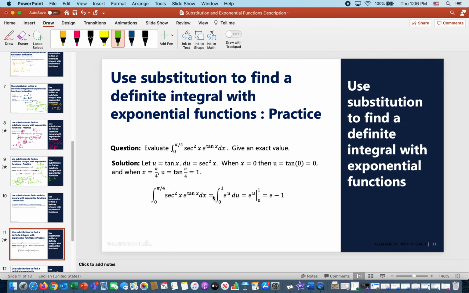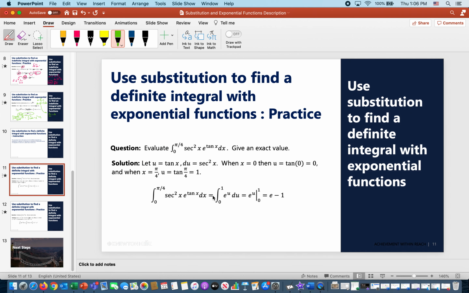Here's one that's really, really unique. We'll end up with this one right here. We've got the integral of secant squared x e to the tangent x dx. And this is not an indefinite integral now. This is a definite integral. So remember, we're going to change those boundaries, right? And you can see how we've done that here. We have new boundaries of 0 and 1, and we can talk about where those boundaries come from.